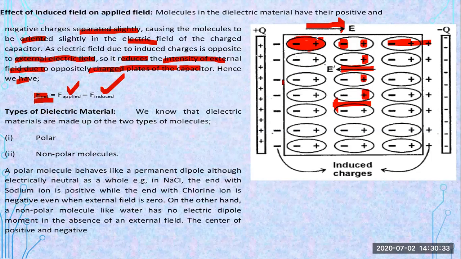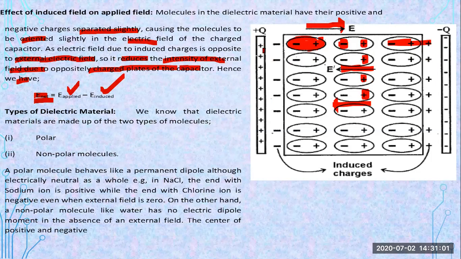Before we go to the types of dielectric, let's understand this process once more. So these are the plates, the positive plate and this is the negative plate. These are the charges on the inner side of this plate, positive, and here are the charges on the inner side of the negative plate, negative charges. Whenever we place any type of dielectric, the polarization process takes place. Positive charges move to one side, negative charges move towards the other side.